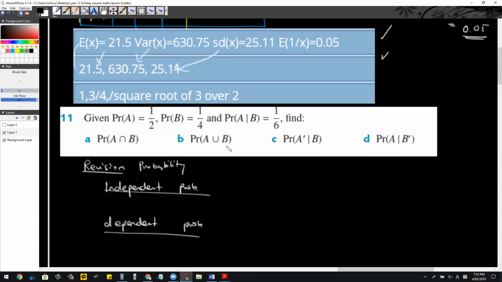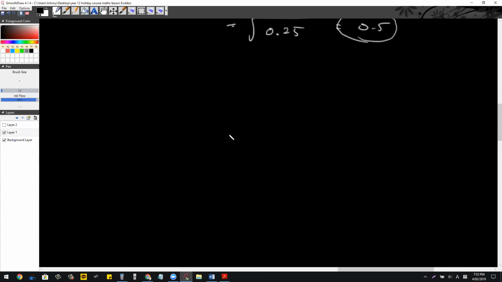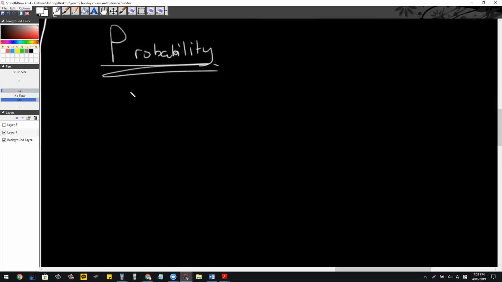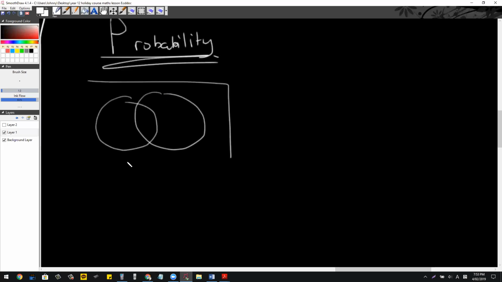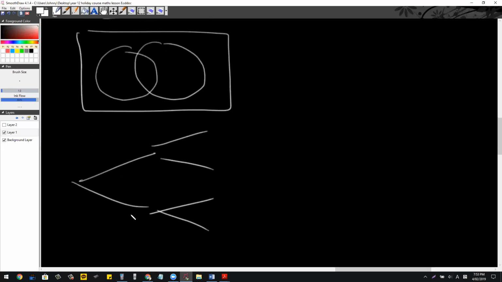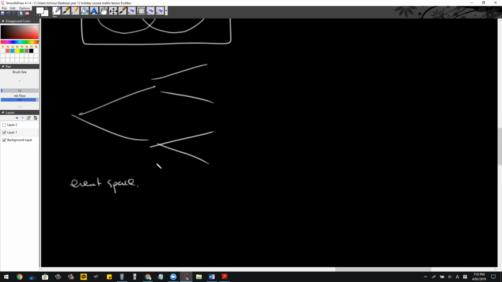So we didn't really go through probability rigorously, but that's prerequisite knowledge, right? So I'm just going to do some brief revision on probability. So very simple. You have to know about Venn diagrams. You have to know about tree diagrams. And you have to know about event space. So let me show you about event space.